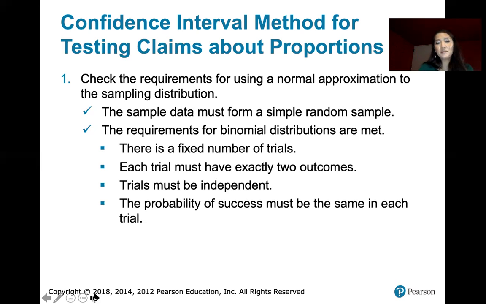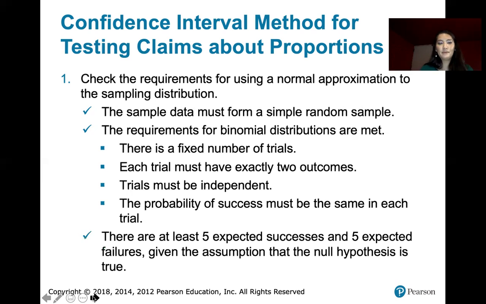And lastly, the probability of success must be the same in each trial. Typically, we assume that this is satisfied. If we have some reason to believe that the probability of success changes from trial to trial, then this binomial distribution would not be appropriate.